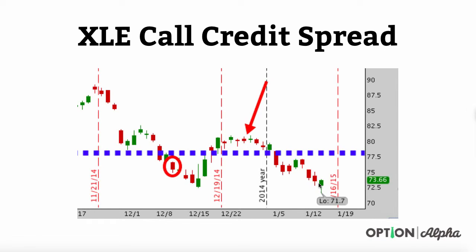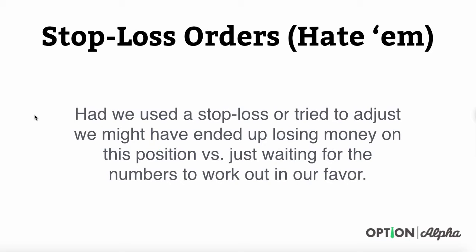And you can't use stop losses, because had we used a stop loss in this case, it would have created a major loser. So again, using stop losses or trying to adjust, we might have ended up with a losing trade on this position versus just waiting and letting the numbers work out in our favor. And this really closes the case. Stop loss orders create more losing trades, because they get you out early when you actually have a higher probability of success waiting longer in the position.